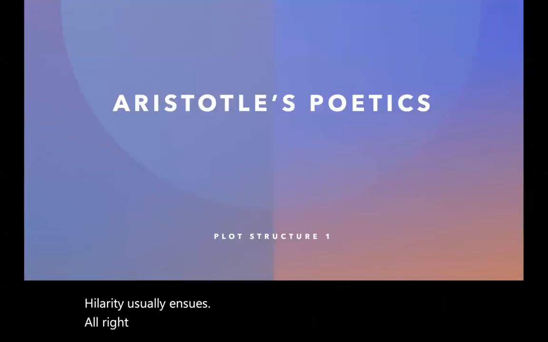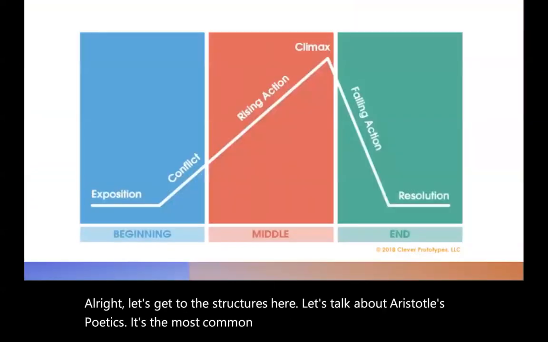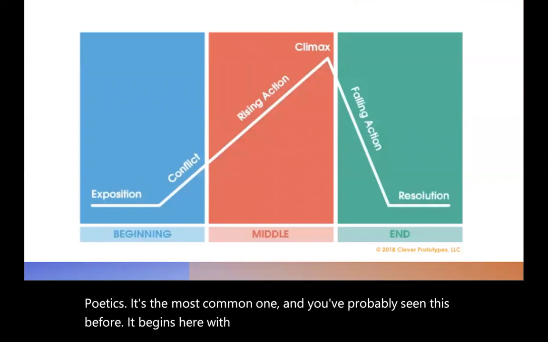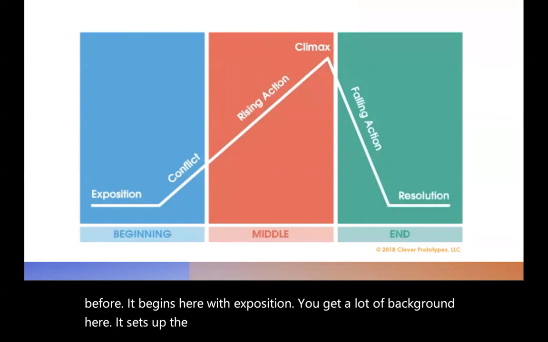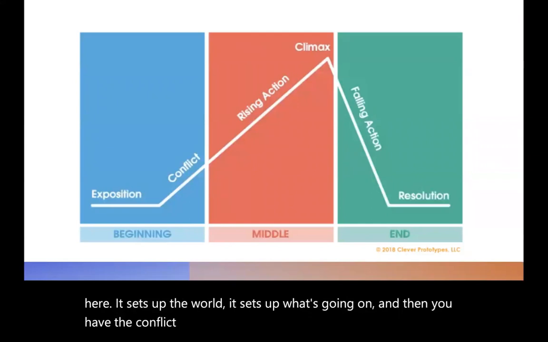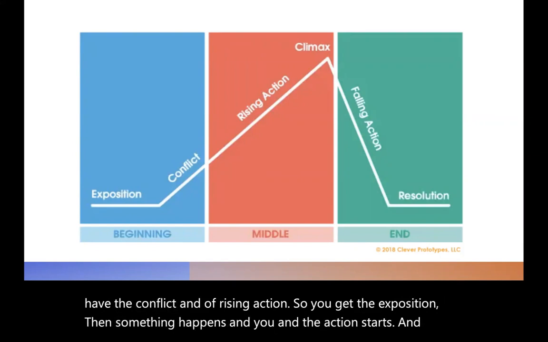All right, let's get to the structures here. Let's talk about Aristotle's Poetics. It's the most common one, and you've probably seen this before. It begins here with exposition. You get a lot of background here. It sets up the world, it sets up what's going on, and then you have the conflict and rising action. So you get the exposition, then something happens, and the action starts, and so we're off to the races.